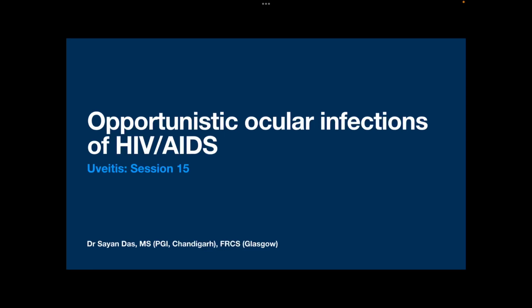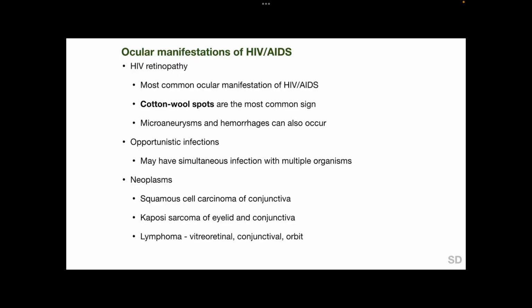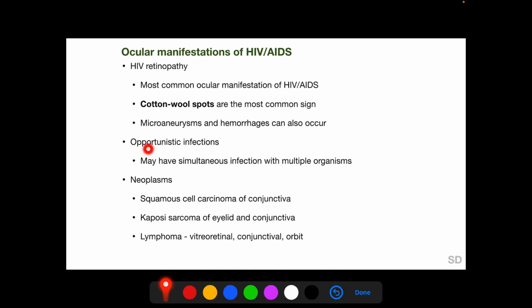Welcome. In this session, we are going to talk about the opportunistic ocular infections in HIV/AIDS. And ocular manifestations of HIV/AIDS can be of three types. We can have HIV retinopathy, opportunistic infections, and neoplasms.